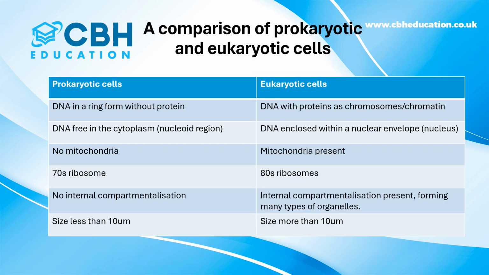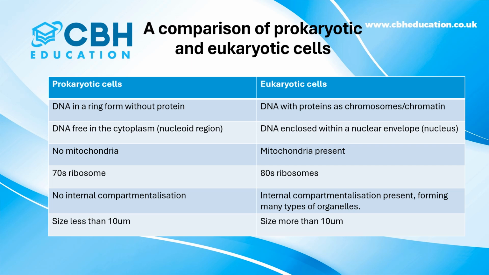So generally, one of the comparisons you have to look at is the difference between prokaryotic cells and eukaryotic cells. With prokaryotic cells, DNA is in a ring form without protein. In eukaryotic cells, DNA is with proteins, and obviously chromosomes and chromatin. In prokaryotic cells, DNA is free in the cytoplasm. In eukaryotic cells, DNA is enclosed within a nuclear envelope. Prokaryotic cells have no mitochondria. Eukaryotic cells have mitochondria present. And then you've got the difference between the 70S ribosome in prokaryotic cells and the 80S ribosome in eukaryotic cells.